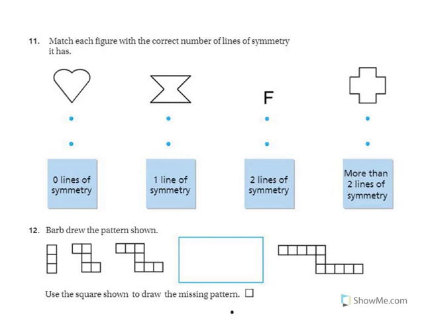So we have a heart. We know a heart cannot have a line this way because a line of symmetry means it's going to be identical on both sides of the line. So a heart has only one line of symmetry.